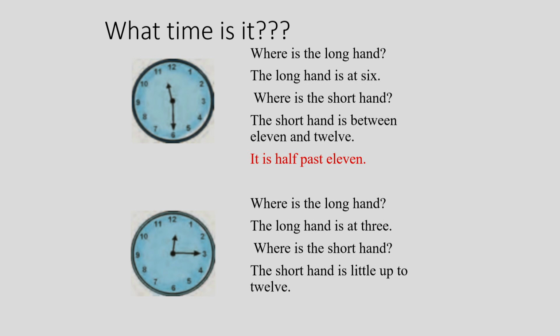And where is the shorthand? The shorthand is a little up to 12. It has just crossed the 12. That's why the time is 12:15. It is called 12:15, or we can say 12:15.